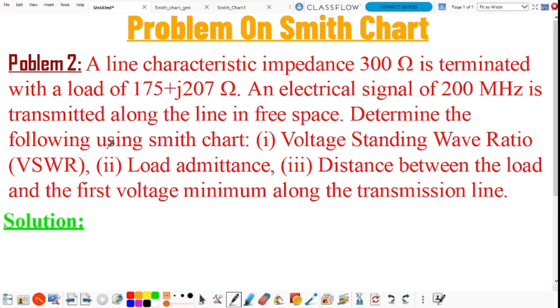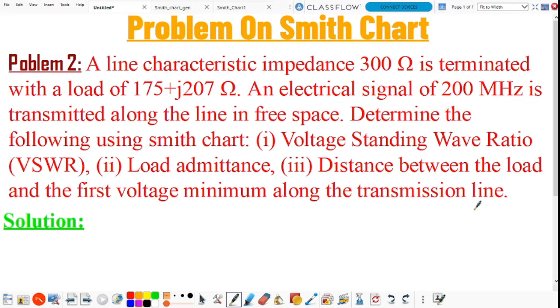Determine the following using the Smith chart. First, the voltage standing wave ratio; second, the load admittance; and third, the distance between the load and the first voltage minima along the transmission line. So now coming to the solution.